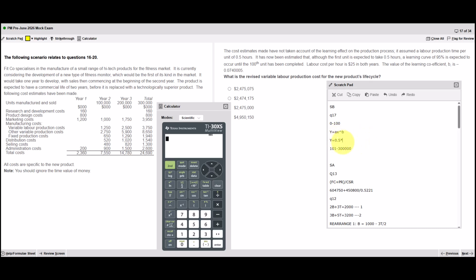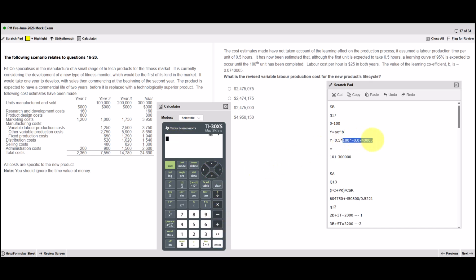So I'll do the average first, 0.5 times x of 100 to the power of minus 0.0740005. Now, normally, this is what we would type into a calculator, 100 to the power of this, but this doesn't work. This calculator doesn't allow this function. It doesn't like the negative power, and it gives this error. So we have to use a workaround.